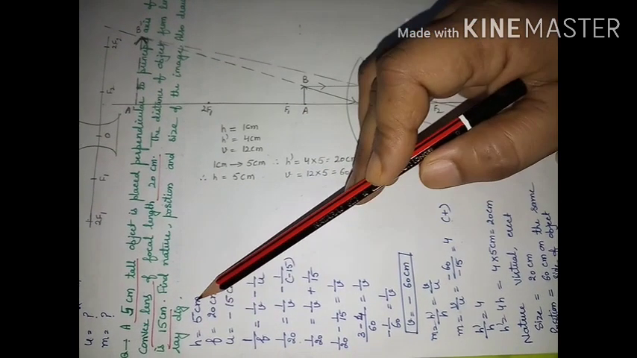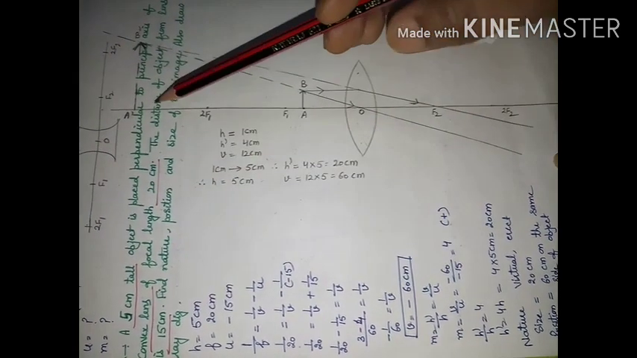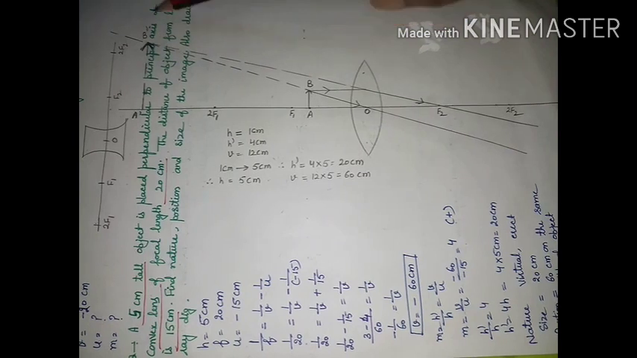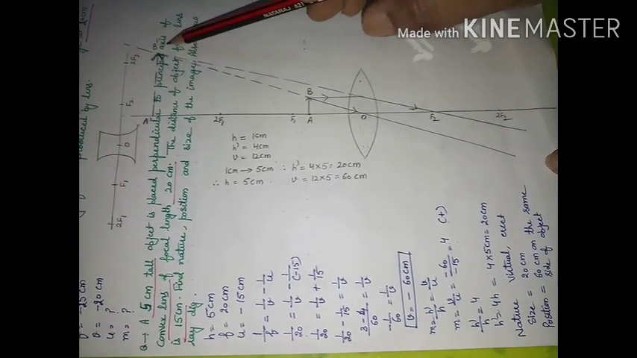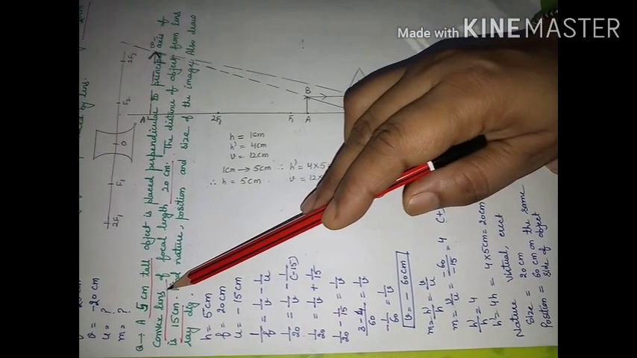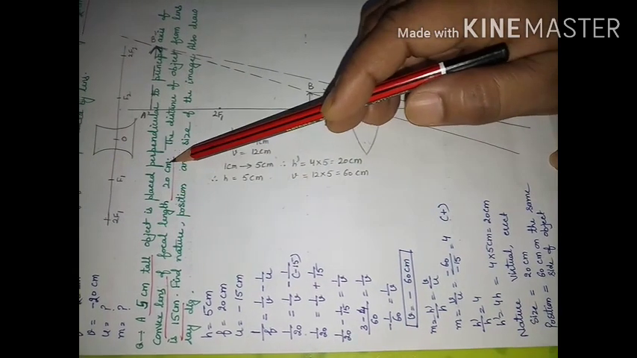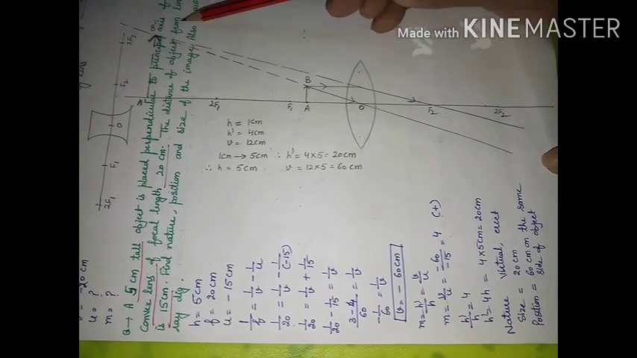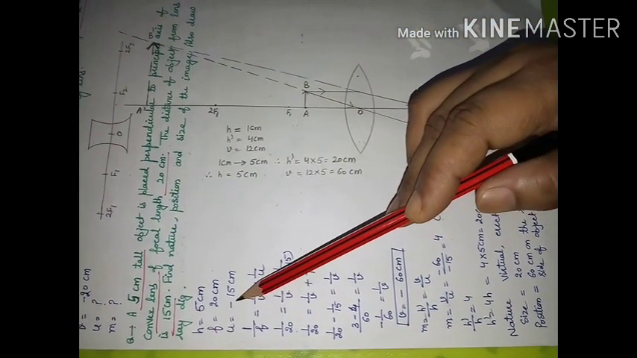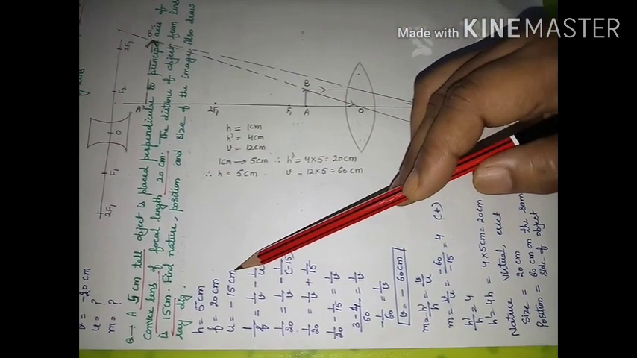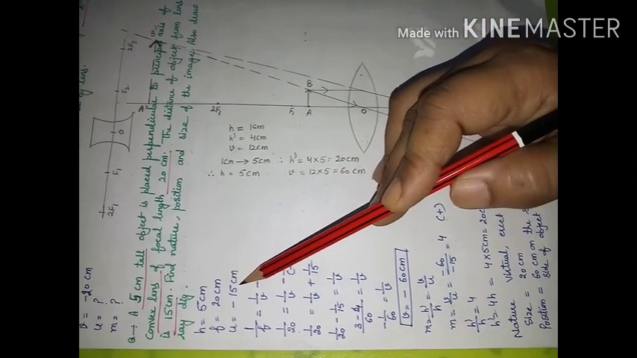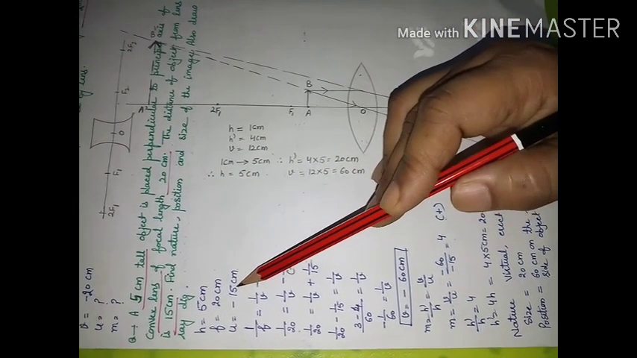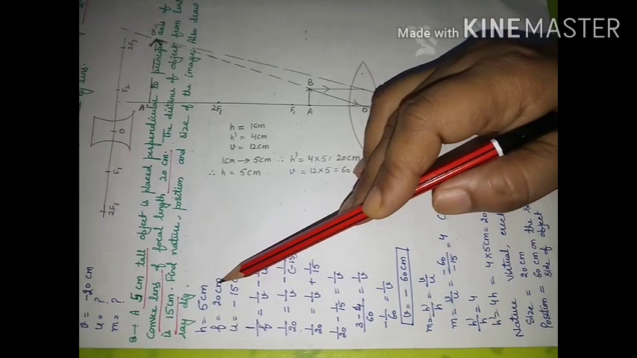So h is 5 centimeter, kept perpendicular to the plane of principal axis using a convex lens. Convex lens means focal length is going to be positive 20 centimeter. So focal length f is 20 centimeter. The distance of object from the lens, u, is minus 15 centimeter. So in this case object is kept between optical center and focus.